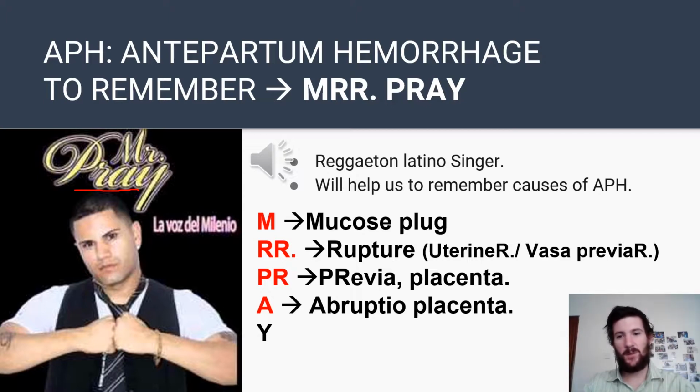So he will help us to remember all the causes of APH because of this. I show you mucus plug, 2 ruptures: uterine rupture and vasa previa rupture, then placenta previa and abruptio placenta. All of these are in the name of Mr.